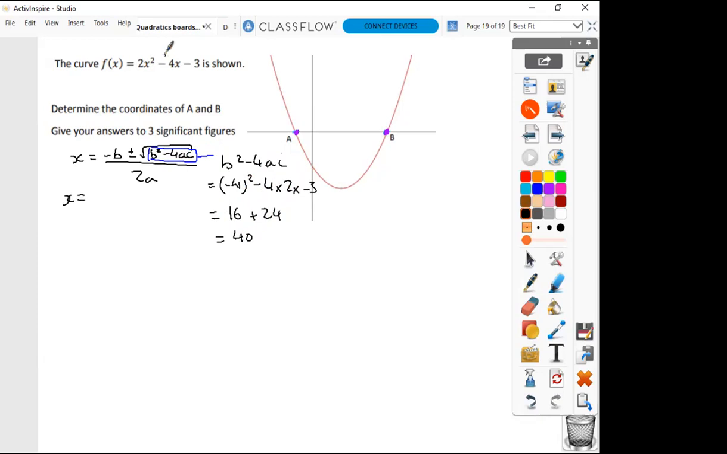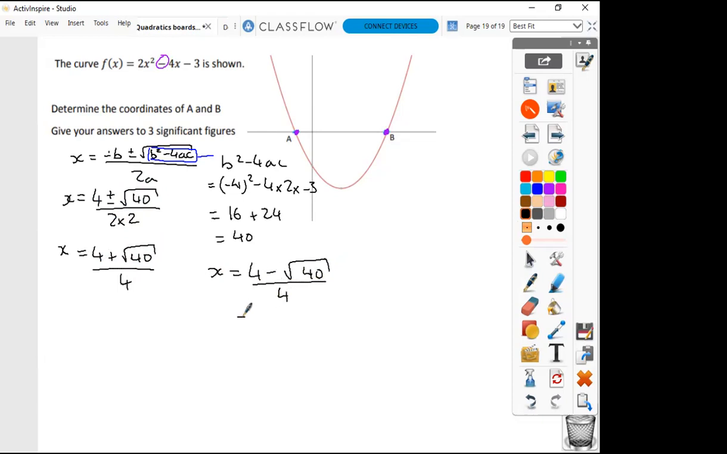Negative b: in the function that I'm given, b is a negative. So in my formula, remember, that will become positive 4, plus or minus root 40 over 2 times 2. Okay, we have one equation, x equals 4 plus root 40 over 4. We'll have another equation, x equals 4 minus root 40 over 4. Putting that in my calculator.